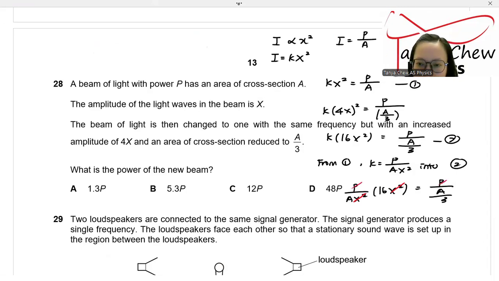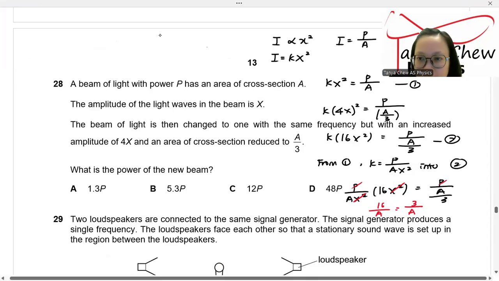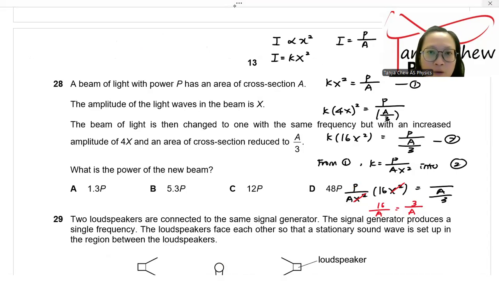Now I have 16 over A is equal to 3 over A. Is that okay? 3 over A, right? What is the power? Oh, this is a new power. I'm so sorry. Power is different. I thought the power is the same. So this is a new power, yeah? I cannot just cancel it off. P new.